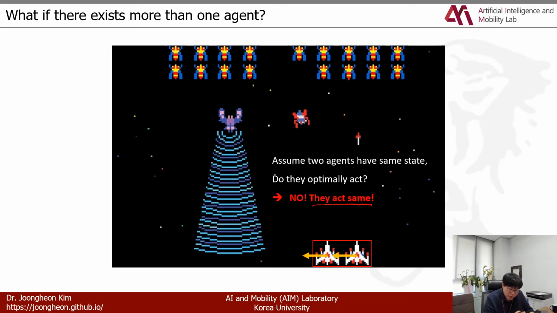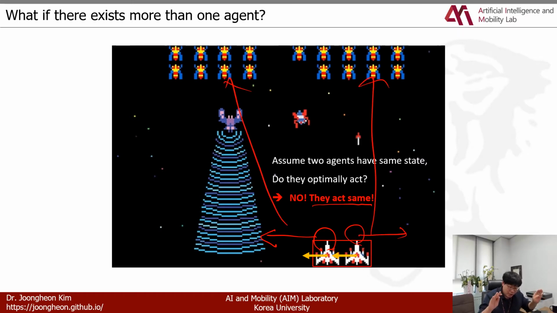In a multi-agent system, they should be cooperative or coordinated. Then someone should go to the left-hand side, someone should go to the right-hand side, and they have to shoot the enemies on both sides, and then they can achieve the maximum. However, if they act identically, then we have no meaning at all. It's just the same as single-agent movement. That's why we need to design cooperative and coordinated multi-agent systems.